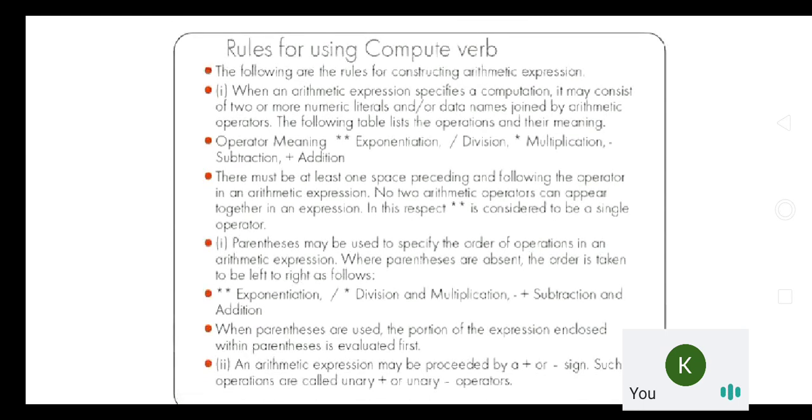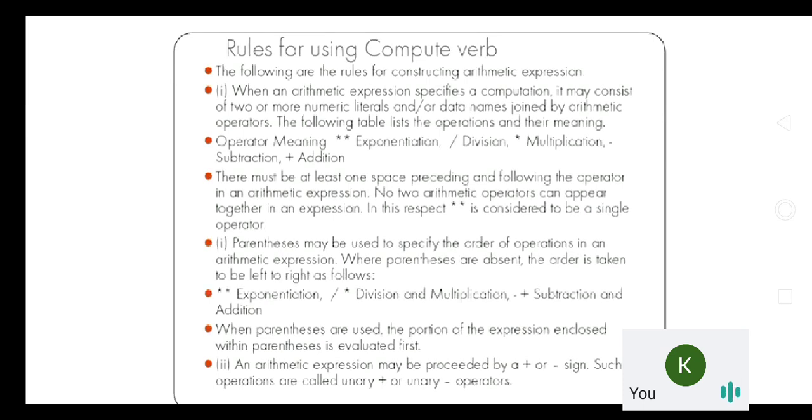So while using the compute verb, we have some rules that are to be followed. These are some of the rules that they are mentioning over here. The first rule is that an arithmetic expression which specifies a computation must consist of two or more numeric literals or data names joined by arithmetic operators. So you must have one or more numeric literals, literals in the sense a constant value that you are going to use over here, or else one or more data names. Data names here refers to the identifiers that you are going to use. Those identifiers we call data names. So you have these combinations of operators with numeric literals or data names.